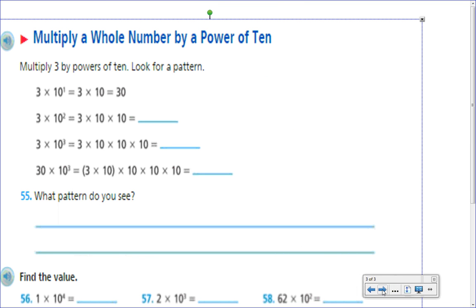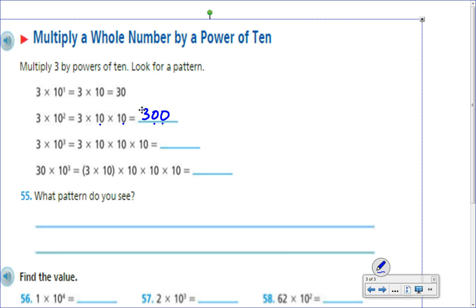So if we were to multiply a whole number by a power of 10, what would that look like? I'm only going to do a few of these, and hopefully some of your light bulbs are turning on. Please include these examples in your notebook so that you have it as a reference. If I were continuing this pattern, 3 times 10 to the first power would be 3 times 10, which equals 30. If I was doing 3 times 10 to the second power, it would be 3 times 10 times 10, which is 300.